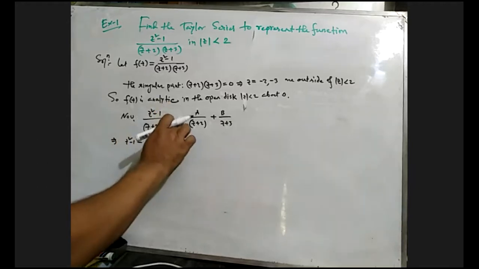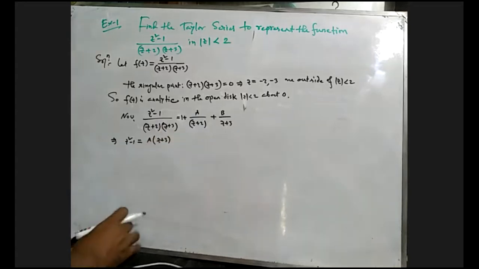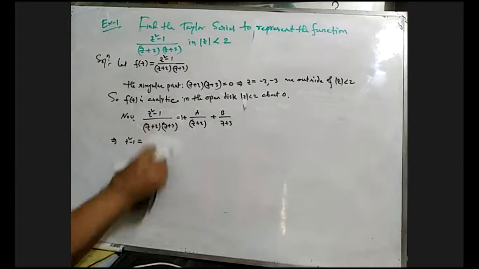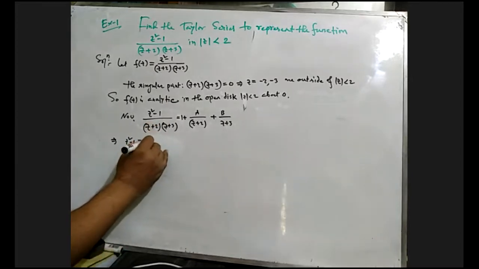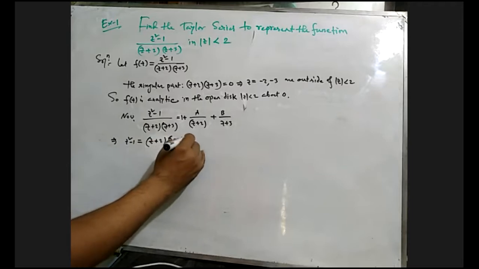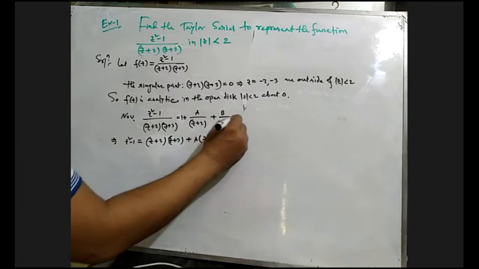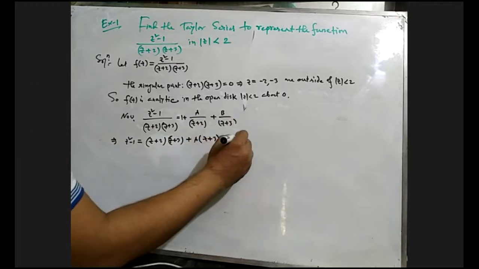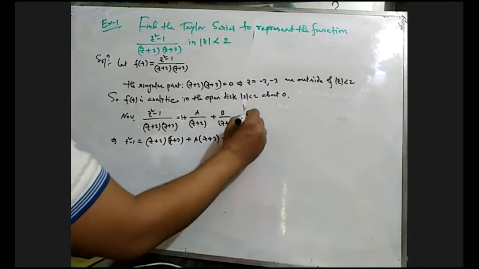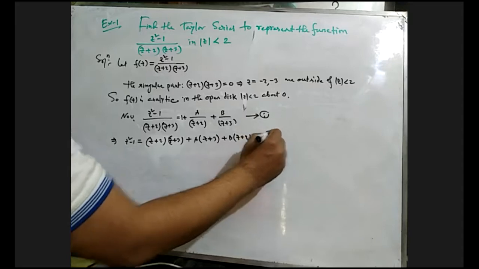Sorry, this will be a proper fraction: 1 plus a into (z plus 3) plus b into (z plus 2). This is equation number 1 and this is equation number 2.